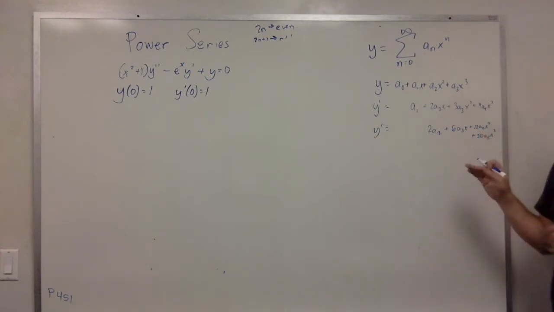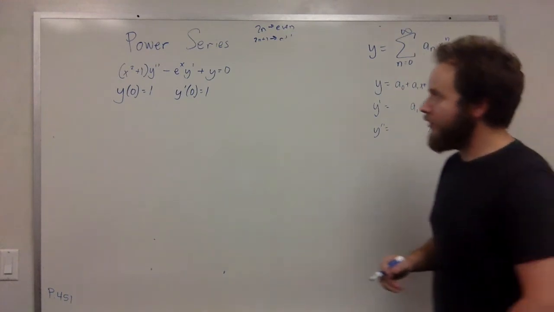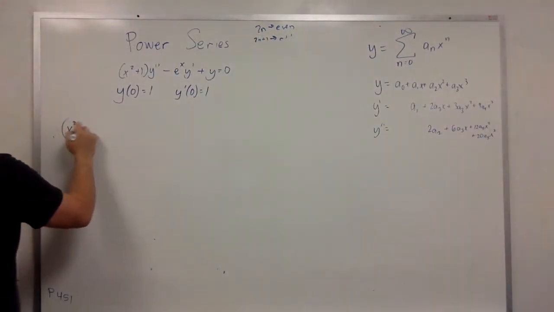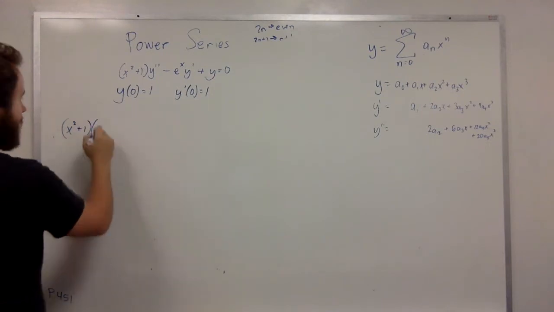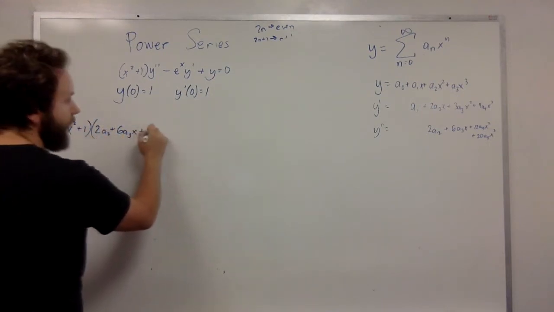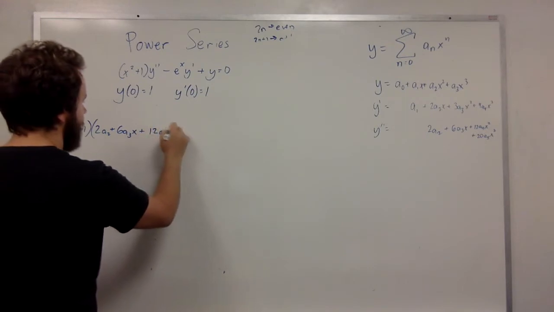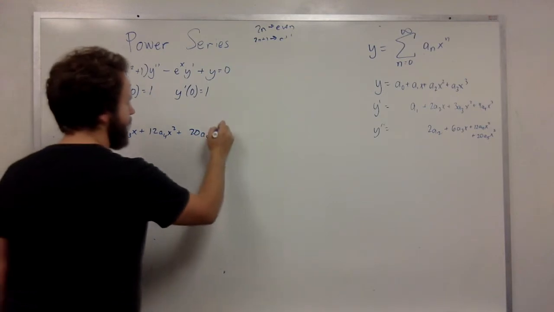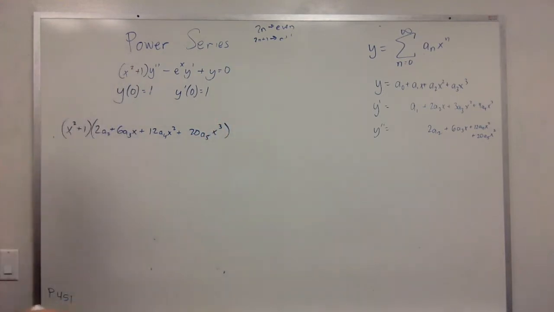But we'll see if we need any of that, or all of that, or how much of that, right? Okay, so here we go, ready? (x squared plus 1) times, we know that y double prime is 2a2 plus 6a3x plus 12a4x squared plus 20a5x cubed. Close parentheses. Minus e to the x.